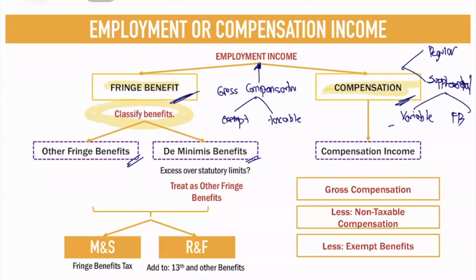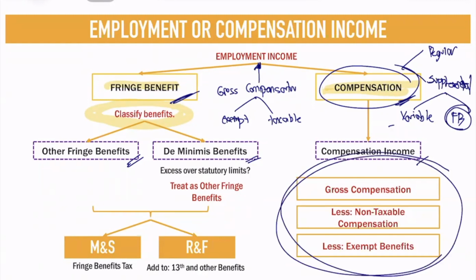So we need to classify it. If it is purely part of compensation, meaning regular or supplemental but not fringe benefit, then it is subject to your compensation income tax like this one. How is that? We get first the gross compensation, we deduct the non-taxable compensation or those exempt compensation, and then the exempt benefits.